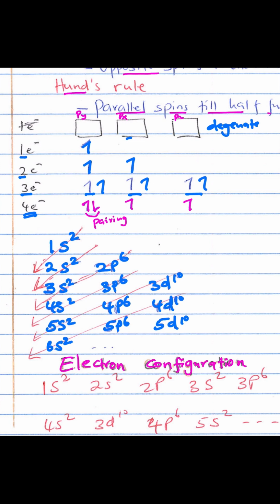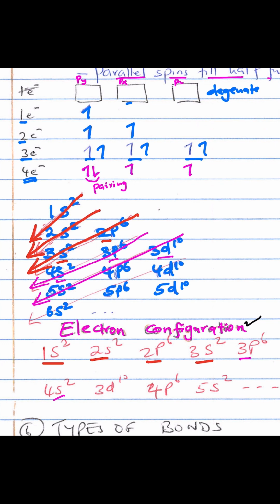Now, the order of filling, which is called electron configuration, is this way. So you start with 1s2, finish. Next, you go 2s2. Next, you go 2p6, 3s2. Next, you go 3p6, 4s2. You go to the next level, 3d10, 4p6, 5s2, and then you continue like that.